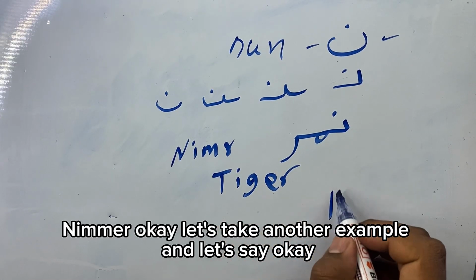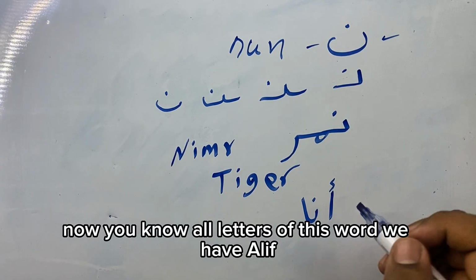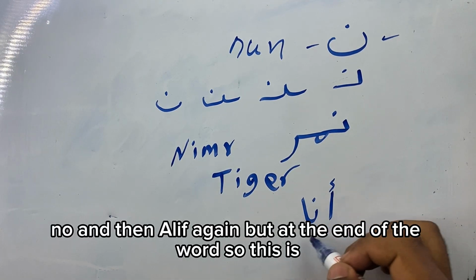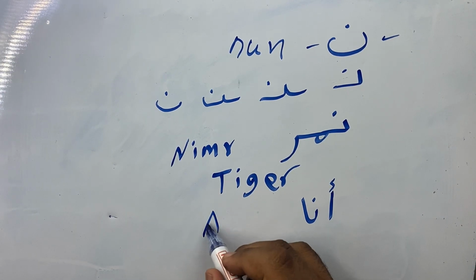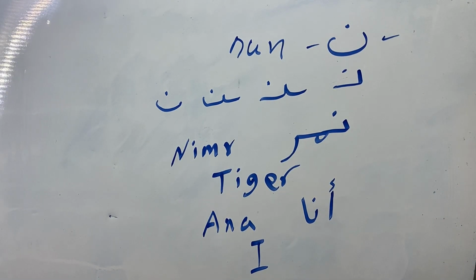Okay, let's take another example. Now you know all the letters of this word. We have alif, n, and then alif again, but at the end of the word. So this is ana, which means I, as in I am so and so.